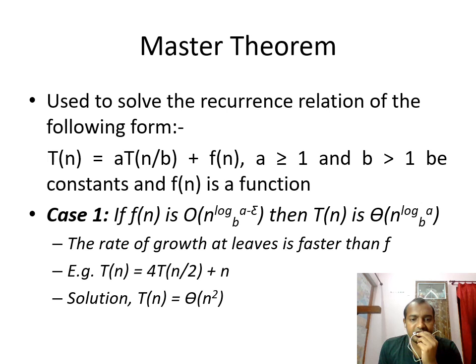So next is the master theorem. The master theorem is used to solve recurrence relations of the following form. Suppose the given recurrence relation is in the format T of n is equal to a T of n by b plus f of n, where a is greater than or equal to 1 and b is always greater than 1, and they should be constants, and f of n is a given function. So there are three cases in the master theorem.